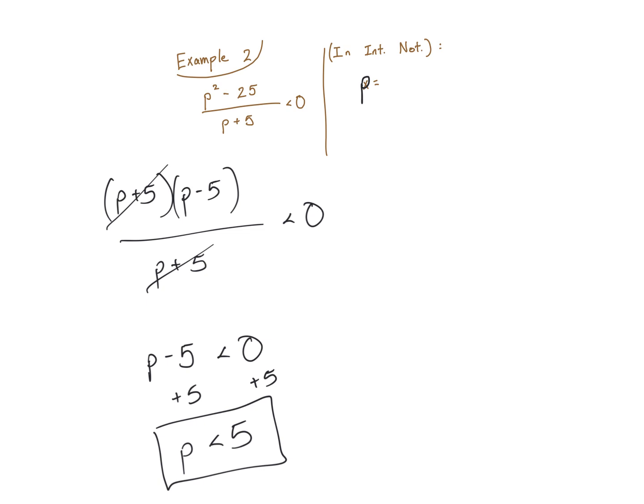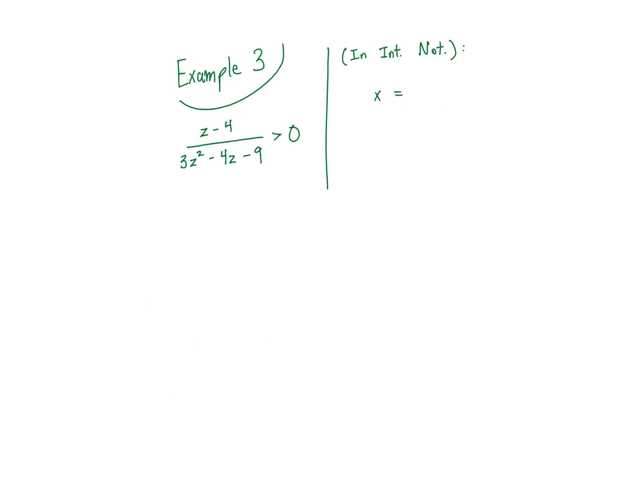All right, P is less than 5. So that's the answer, really. But it also does go in interval notation, so -infinity to 5. Okay? You just got to get in there and do it, honestly, okay?